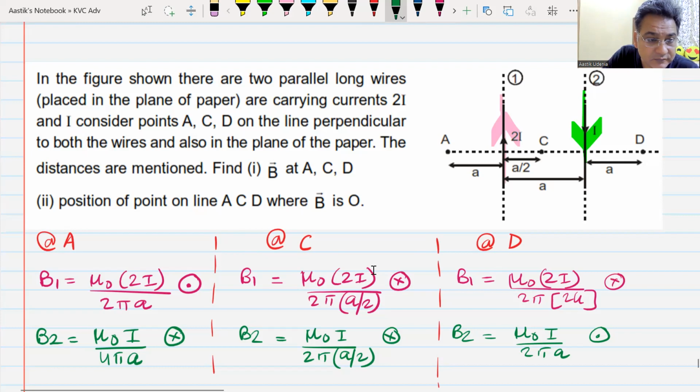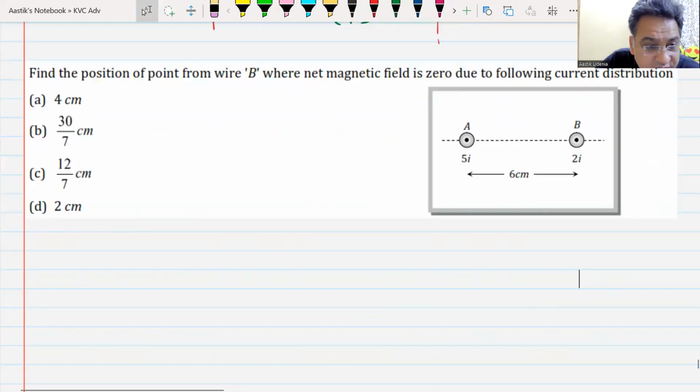At point C, sir. Somewhere in between the two wires. You cannot say whether it's point C or somewhere else. Will it be closer to the smaller current carrying wire, or the larger current carrying wire? Smaller current carrying wire. Find the position of the point from wire B where the net magnetic field is zero.